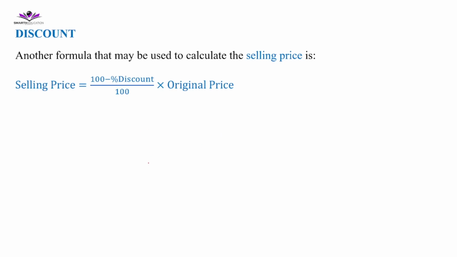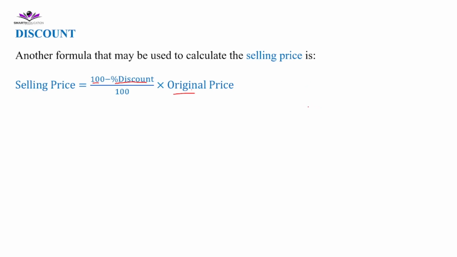And then how do you get the selling price? Let's say you're given the original price and the percentage discount. How can you get the selling price? Remember, with profit, we said 100 plus percentage profit. Since with the discount we are subtracting from the original price, you have to say 100 minus the percentage discount times the original price.